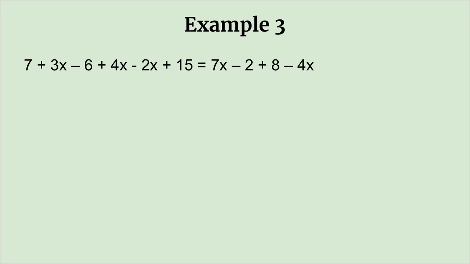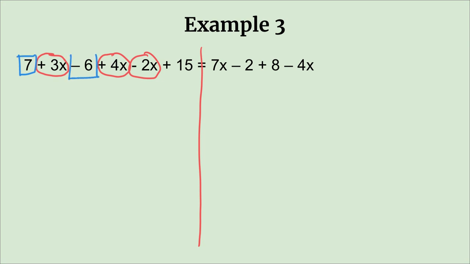So then what we're going to look for is what we call like terms. Like terms mean they have the same variable. So I see I've got this positive 3x. I take the sign with it. Positive 4x, negative 2x, all on the left side. We still keep our sides separate here, so those will be combined together. And then I see I've got a 7, a minus 6, and a plus 15 to be added together.